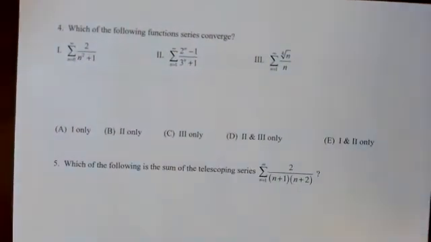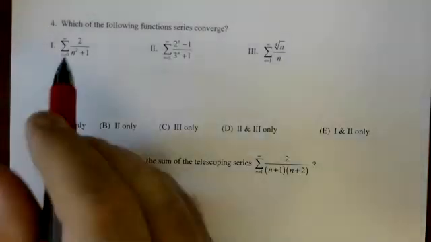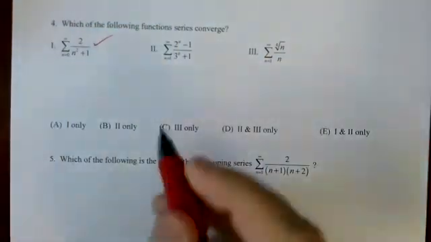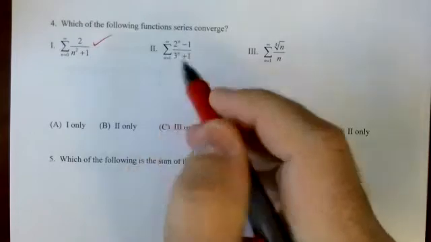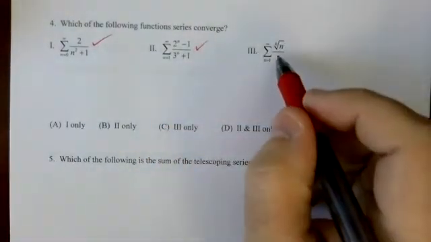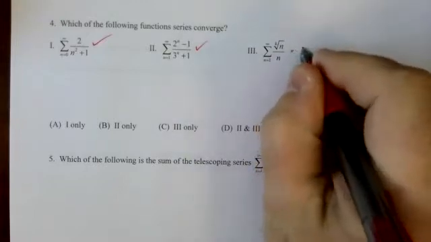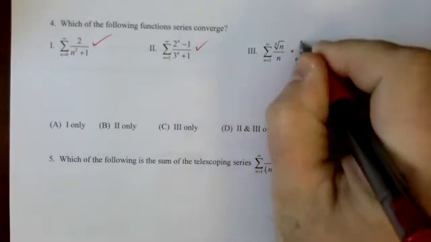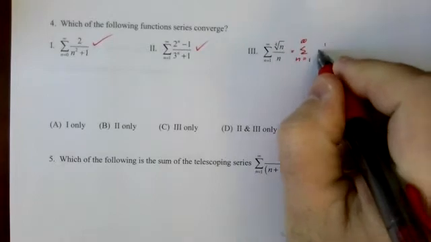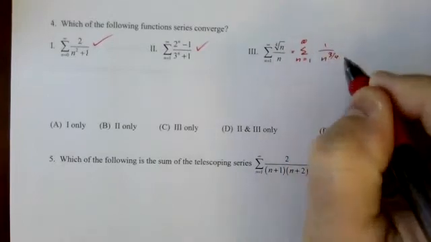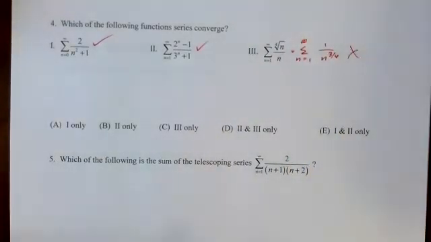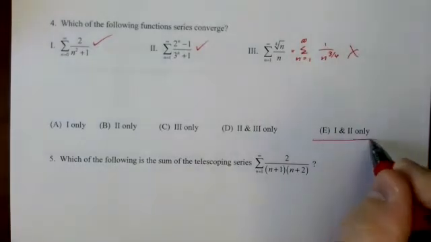Which of the following series converge? And you've got to be quick at this. Yes. 2 to the n over 3 to the n is 2/3 to the n. Yes. Root 4 n over n will give me 1 over n to the 3/4, if I'm not mistaken. So that's a no. So that means 1 and 2 only.